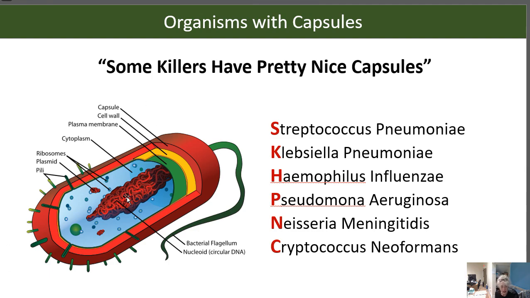Let's take a look at this drawing of a bacterium. We have a capsule, we have a cell wall, we have a plasma membrane, we have a cytoplasm, we have bacterial flagellum. We have nucleoid circular DNA. We have ribosomes and plasmids and pili.